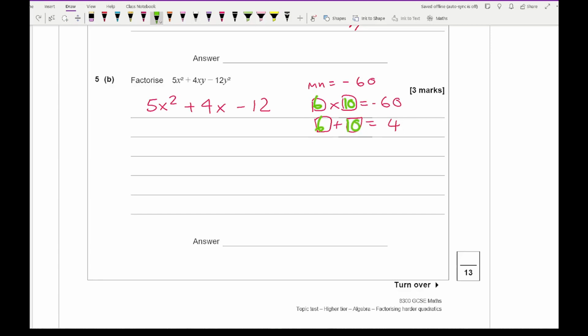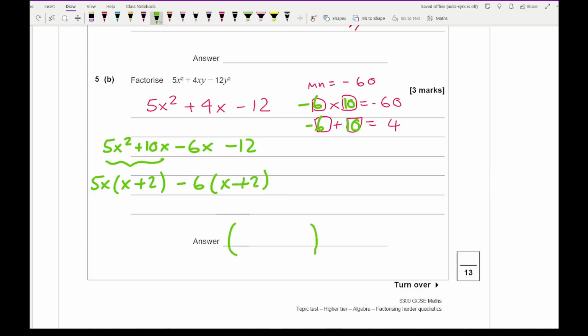where the 6 is going to be negative. So then factorising this, I get 5x squared plus 10x minus 6x minus 12. And then factorising the pairs, I get 5x, x plus 2 minus 6, x plus 2. So then looking at my two brackets, I end up with 5x and minus 6 and x plus 2.